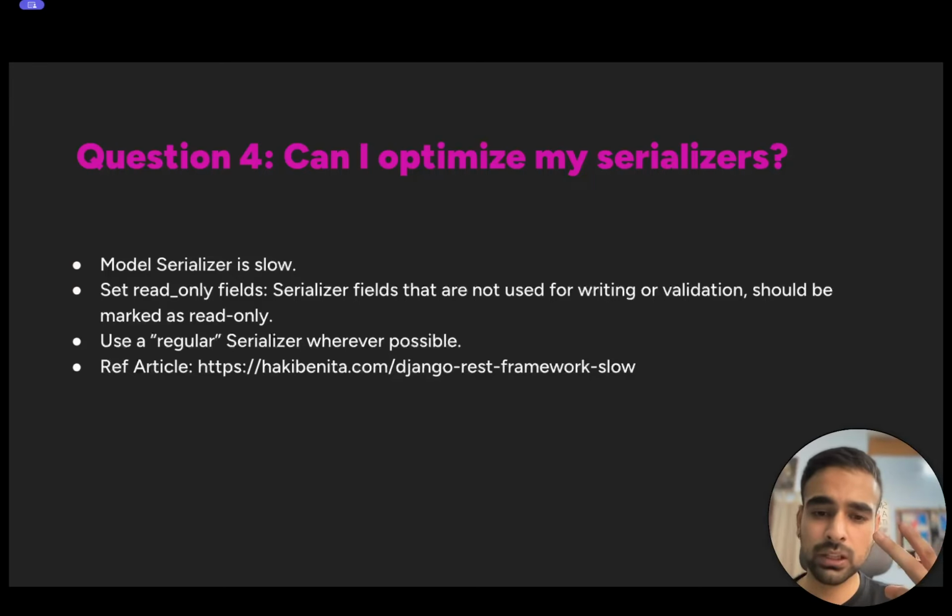So the things you can look into, if your API is slow and it is using a model serializer: first, if there are read-only fields, the fields which you are not writing to in the model or the serializer, mark those fields as read-only so that the separate validation for them is not performed, and it should improve your performance by a bit. Other than that, use a regular serializer wherever possible, because if the model serializer is not needed, don't use it. It will increase the processing time of your application. And go through this article. I cannot go into it because the time does not do justice for this, but I'll link it in the description of this video.